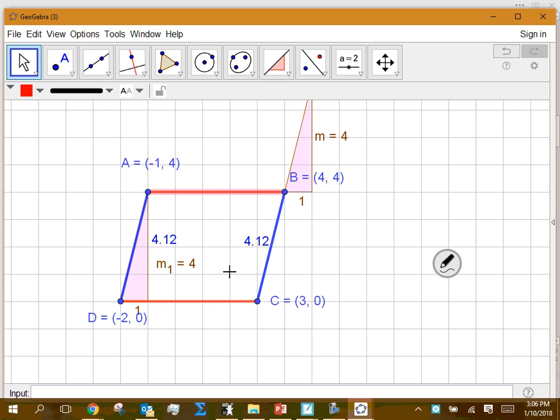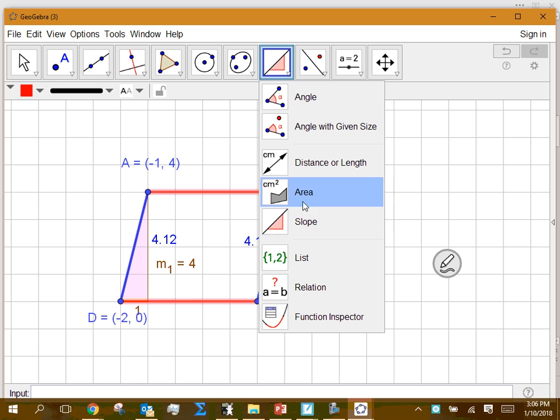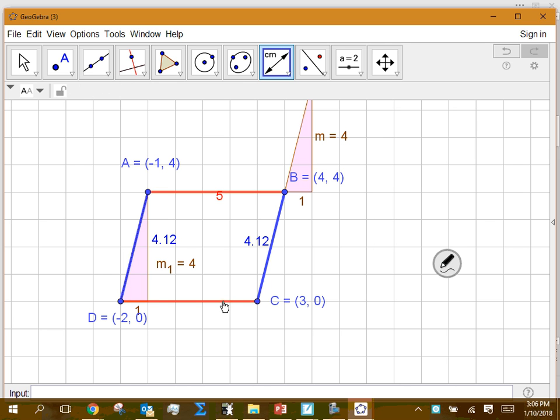If I have this red side and that red side, they're both horizontal, right? Any two horizontal lines have a slope of 0, so that means they're parallel. Any two horizontal lines are parallel. Let's find the lengths of those. Both 5, right? Okay. So just determining that the blue sides were both congruent and parallel forces the same properties on the red ones.